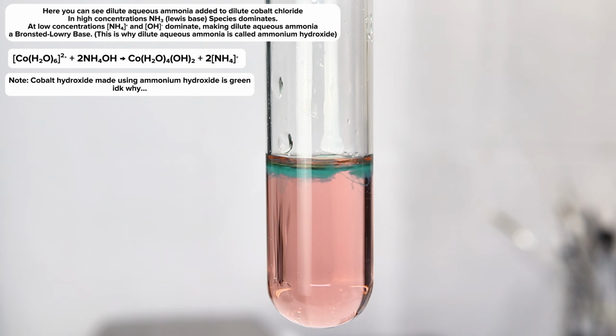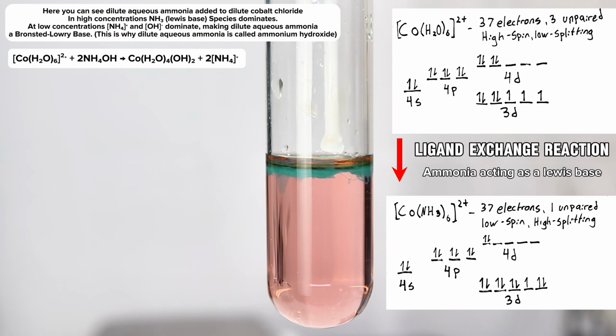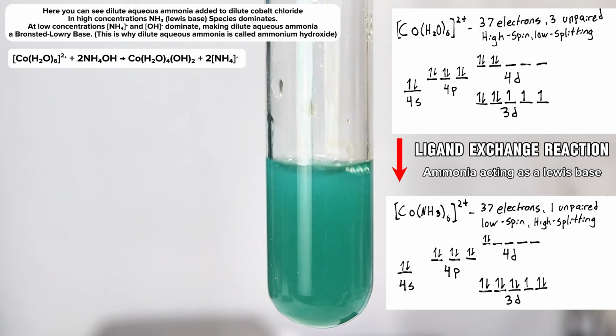Ammonia, being a much stronger Lewis base, will easily displace the water molecules in what's called a ligand exchange reaction, forming a divalent hexamine cobalt complex. Since ammonia is also a strong ligand, it will partly bond to cobalt's inner 3d orbital, reducing the number of unpaired electrons from 3 to 1.